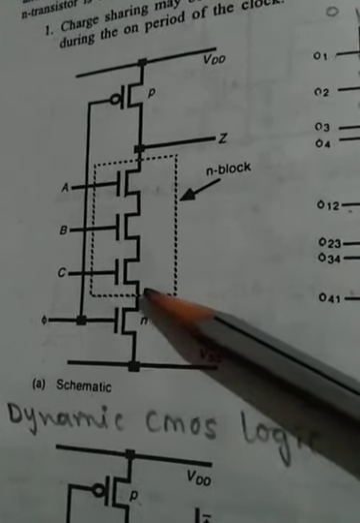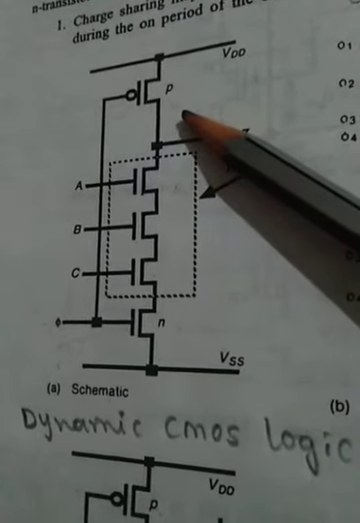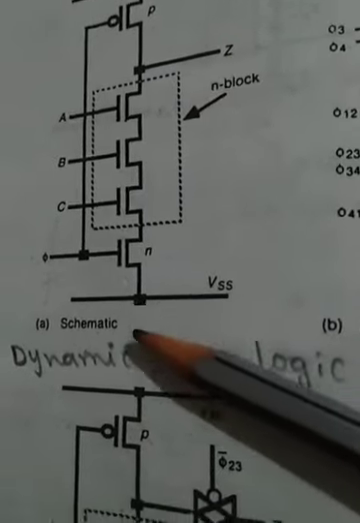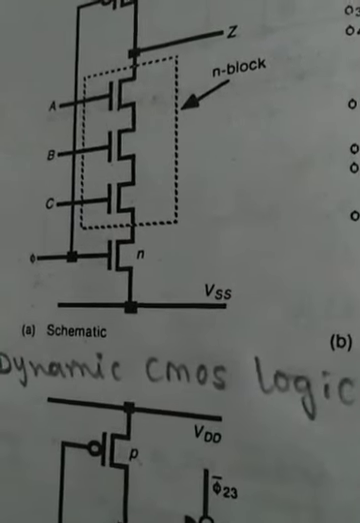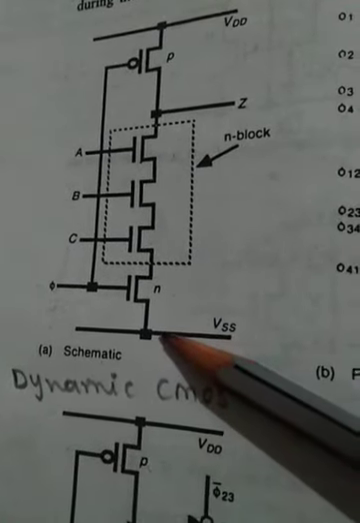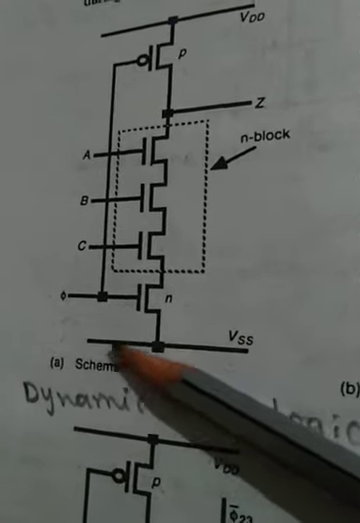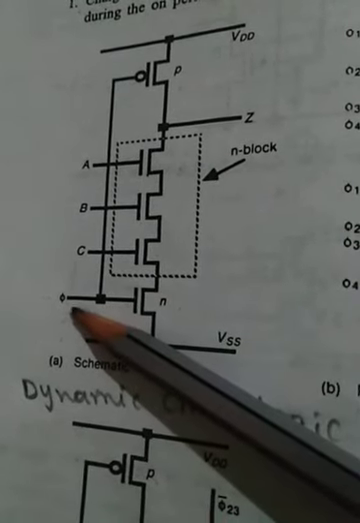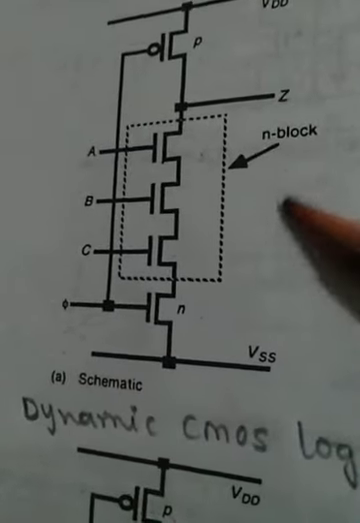Along with that there are two more transistors called the pre-charge transistor and the evaluation transistor. The PMOS is called the pre-charge transistor and the NMOS is called the evaluation transistor. Both transistors are connected to a common clock signal, psi. So this is the circuit.